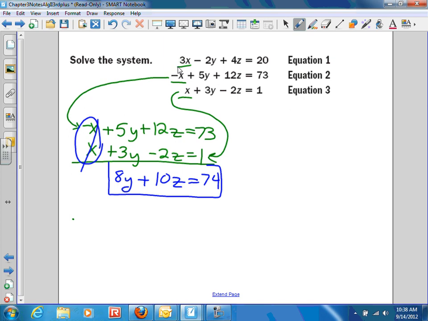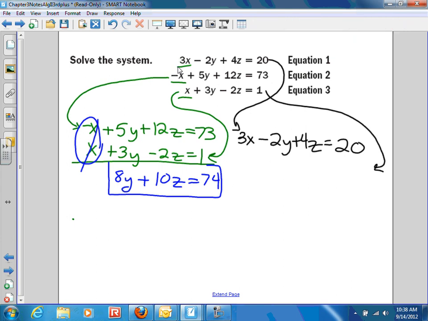So I'm going to bring down the top equation, right here: 3x minus 2y plus 4z equals 20. That's the first one. And then I said I want to avoid the middle one, so I'm going to need the last equation. I'm going to bring it down below there, and I'm going to set it up for elimination right now.